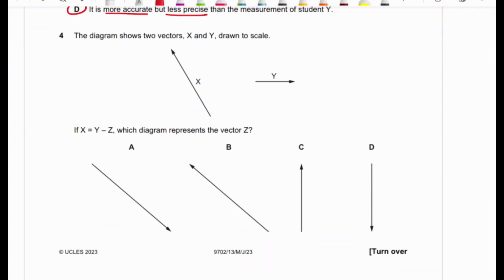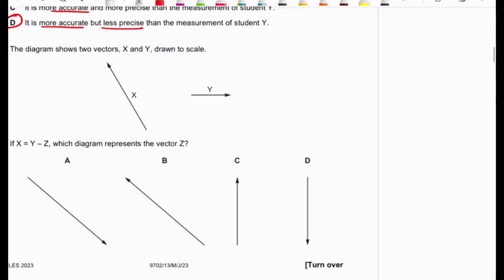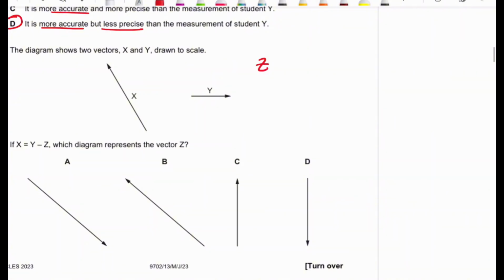I'm moving to question number 4. We've been given two vectors X and Y that are drawn to scale, okay? But X is equivalent to Y minus Z, and which diagram represents the vector Z. So what can we do here? Well, we can actually rearrange Z. We want to find the value of Z, right? So I know that Z is actually equivalent to, from that expression, Z is just equivalent to Y minus X, okay? So it's just putting the Z to this other side, taking that X and putting to the other side, okay? So that gives us this expression, meaning Z is actually Y plus negative of X, okay?